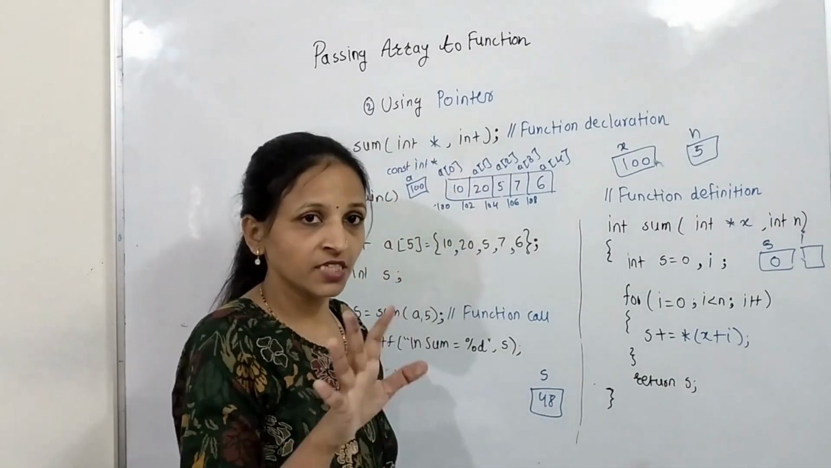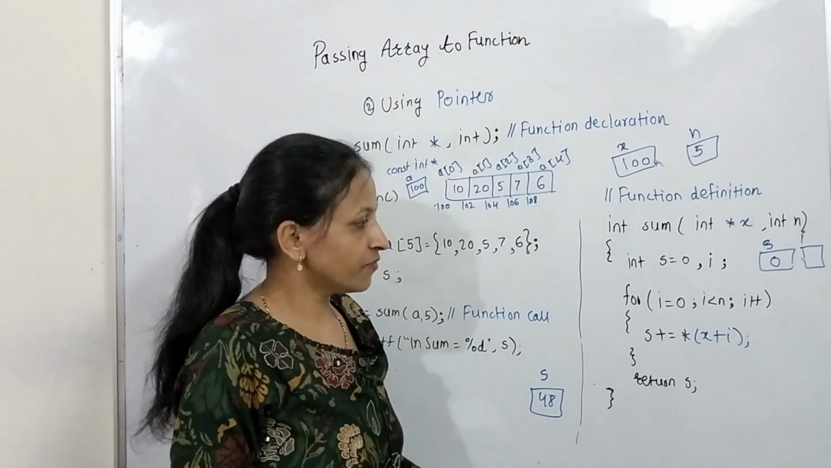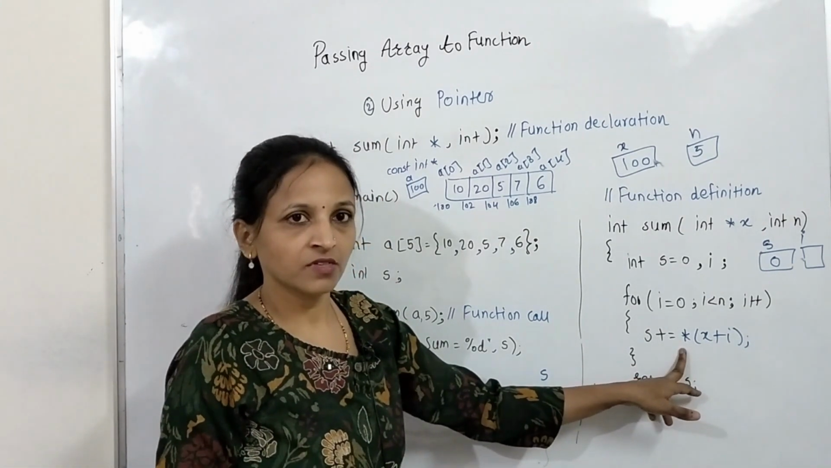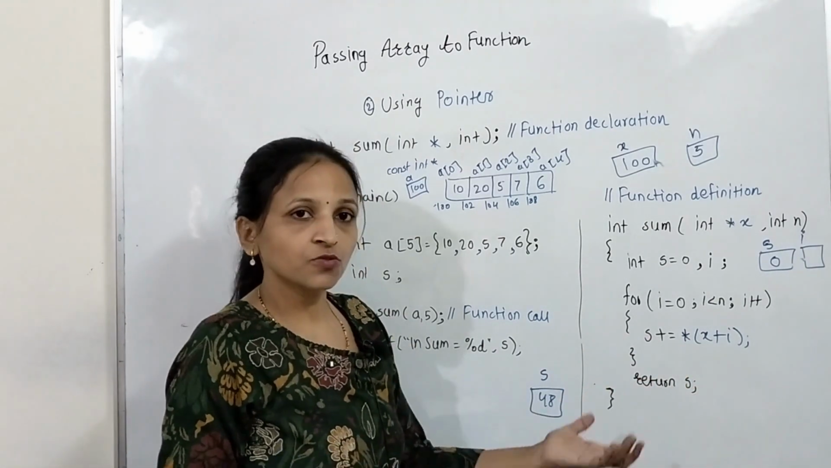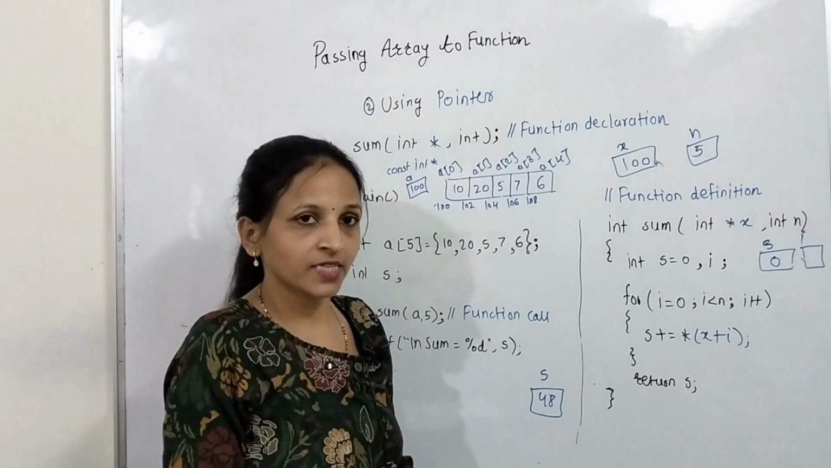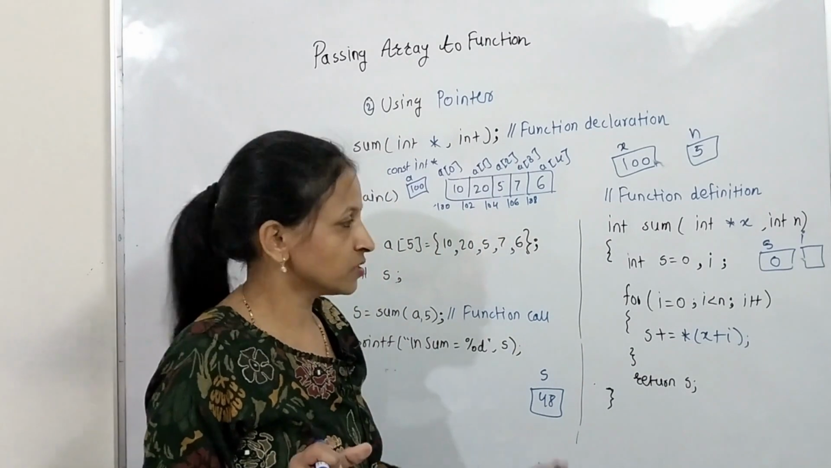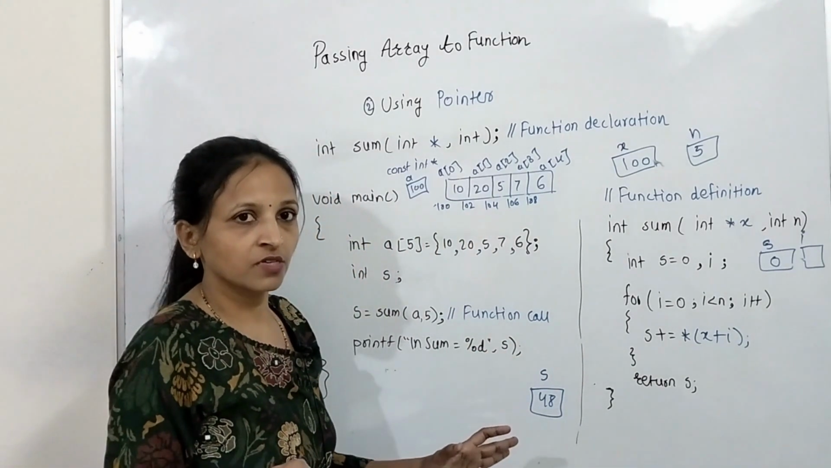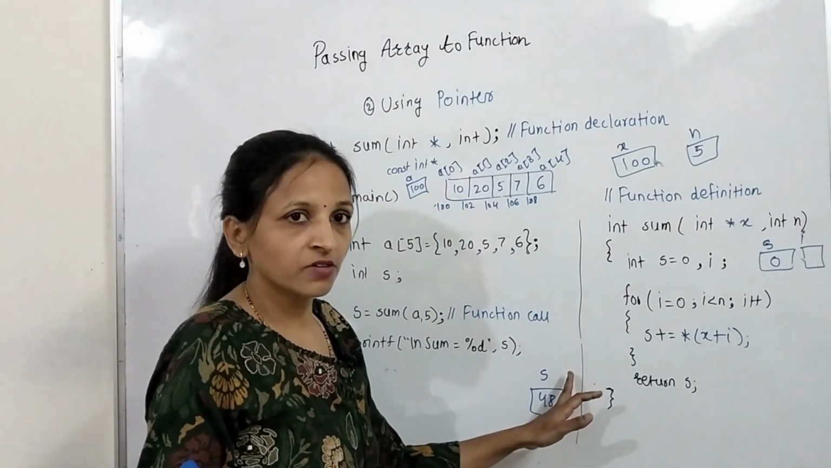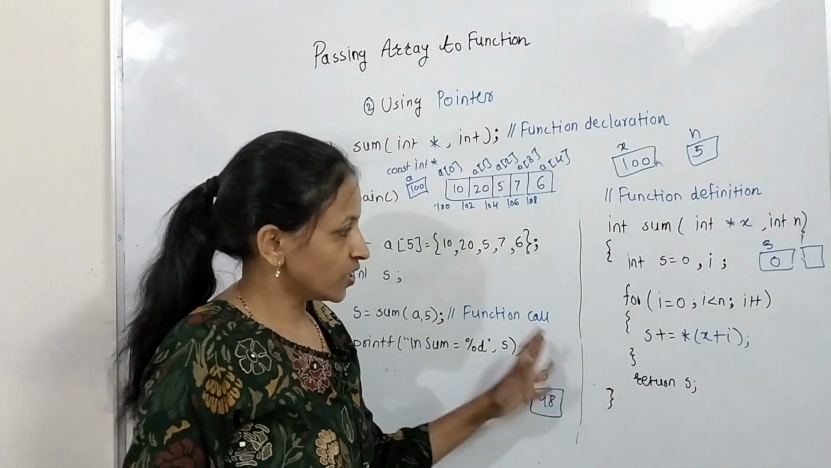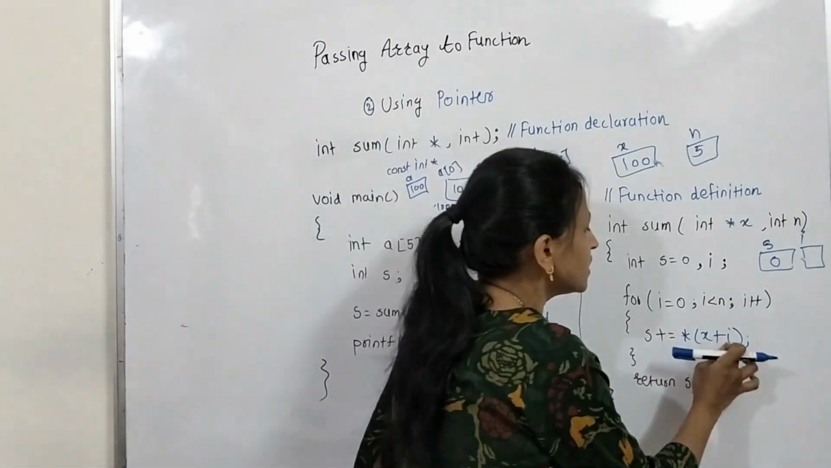Star means, we have seen, value at address operator, dereferencing operator, okay, indirection operator. This operator is used to get the value at that particular address. Now here x plus i, we have seen that in pointer arithmetic. This concept is very much important for getting this. If you have not seen that pointer arithmetic video, please see it, then you will get a better idea about this.